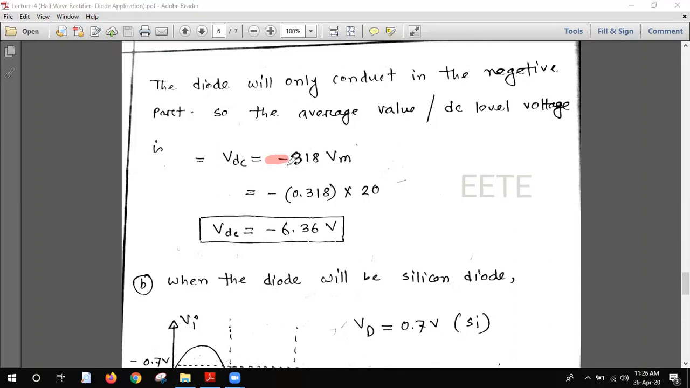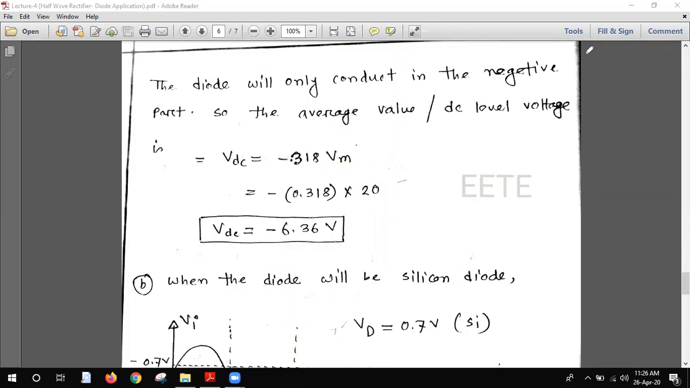minus 0.318 Vm. The Vm is the peak voltage, that is 20 volt in the circuit. So the 0.318 into 20, we get the DC voltage, minus 6.36 volt. Okay. So this is the DC voltage. That's the equation. There is a minus because it is in the negative cycle.